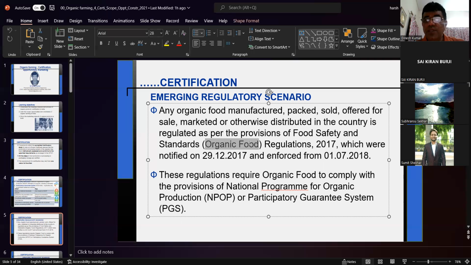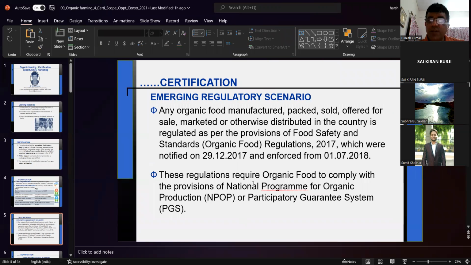This is organic food. This is a law, 2017, which were notified on 29/12/2017 and came into force on 1st July 2018. What are these regulations? These regulations require organic food to comply with the provision of National Program for Organic Production or Participatory Guarantee System.